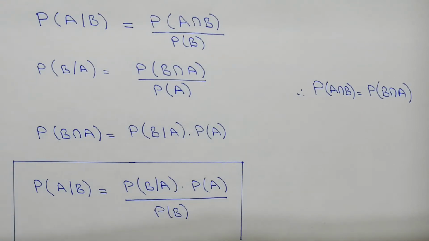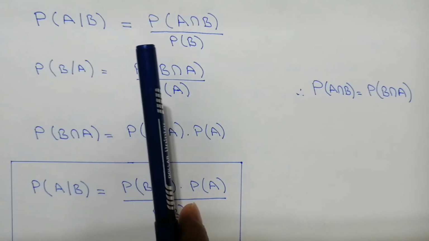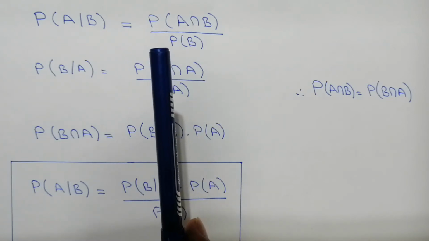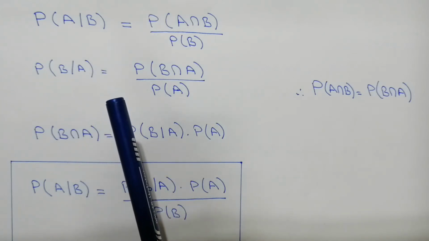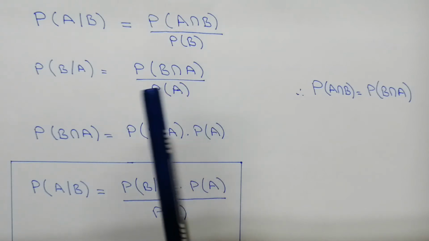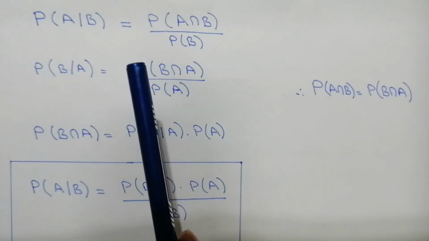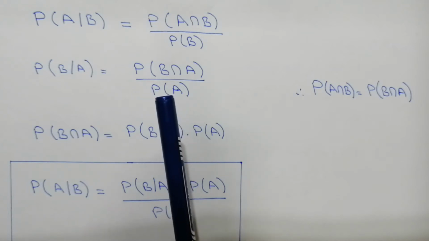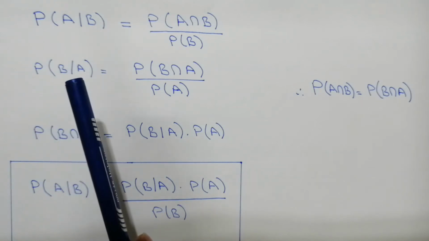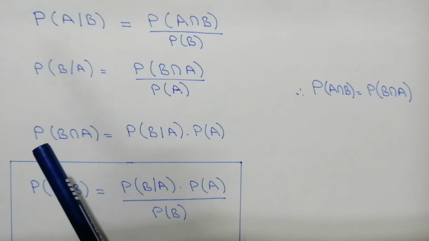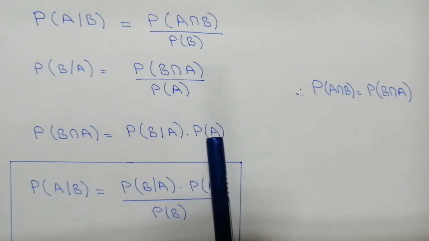In the conditional probability we were learning that probability of A given that B equals probability of A intersection B divided by probability of B, or probability of B given that A equals probability of B intersection A divided by probability of A. Now we were learning just these kinds of things, but in the Bayes theorem what we do is, if we bring this probability of A and multiply it with this one, probability of B given that A, then probability of B intersection A would be equal to probability of B given that A into probability of A.